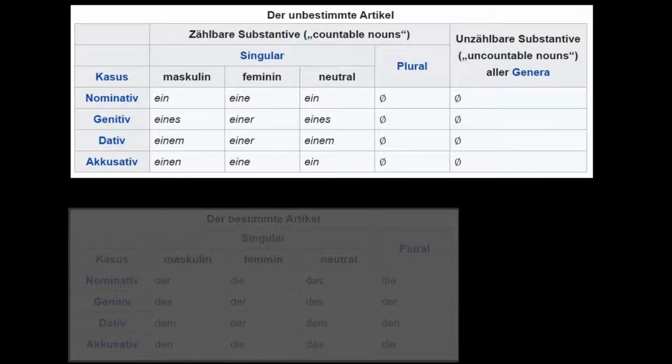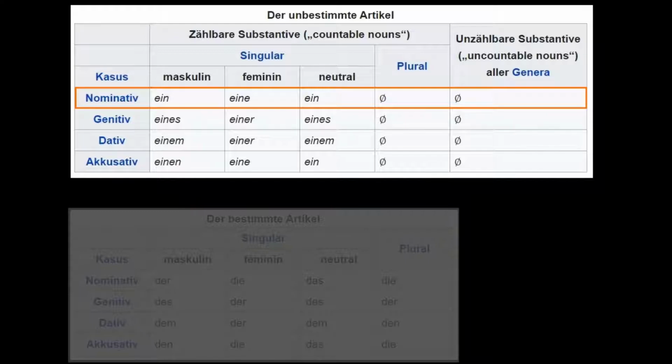First, the indefinite articles. Nominative, basically the standard. This is a pen, this is a lamp, this is a book. Das ist ein Stift, das ist eine Lampe, das ist ein Buch. No article in plural, just like English. There are pens, there are lamps, there are books. Das sind Stifte, das sind Lampen, das sind Bücher.